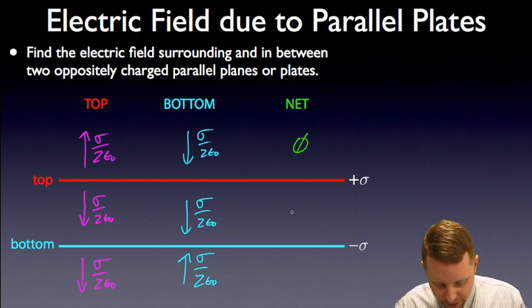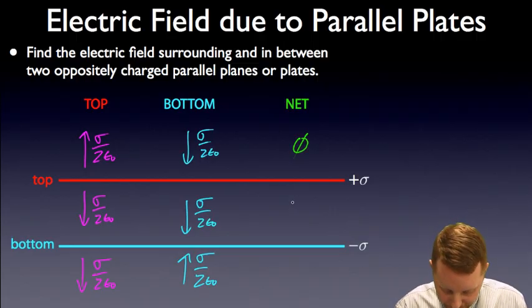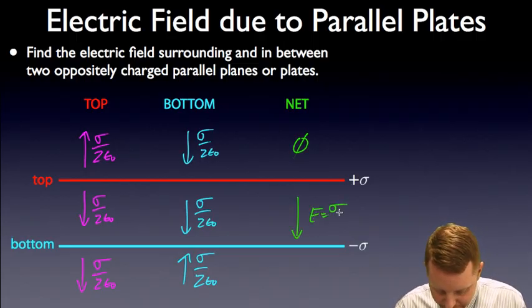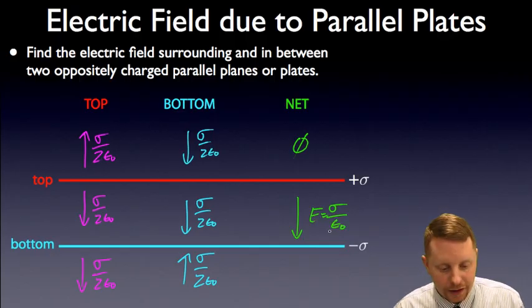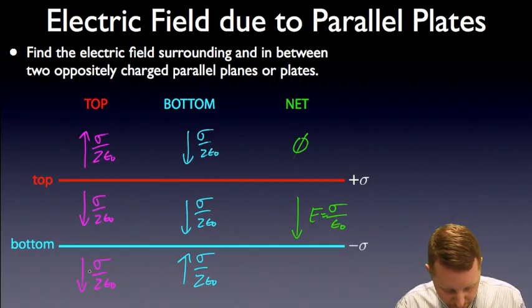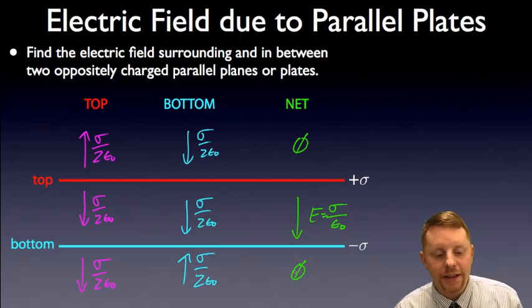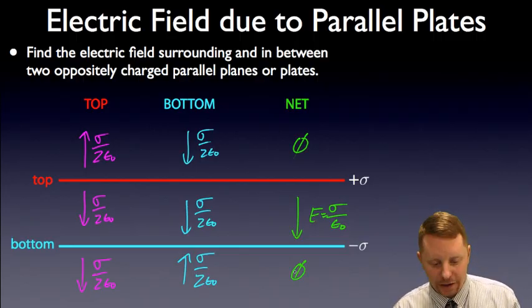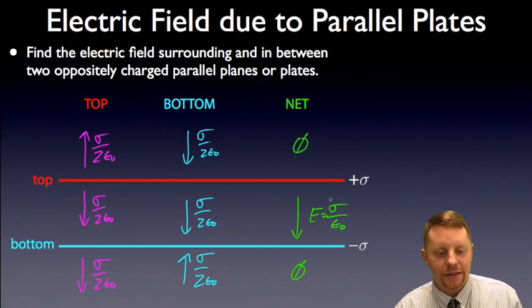In between, we have sigma over 2 epsilon naught plus sigma over 2 epsilon naught. So the electric field between them is equal to sigma over epsilon naught. And down below, we have 1 down, 1 up, so 0 again. So the electric field between these parallel plates or parallel planes is sigma over epsilon naught. Now, as long as you're not near the edges of the plane, that's pretty good.